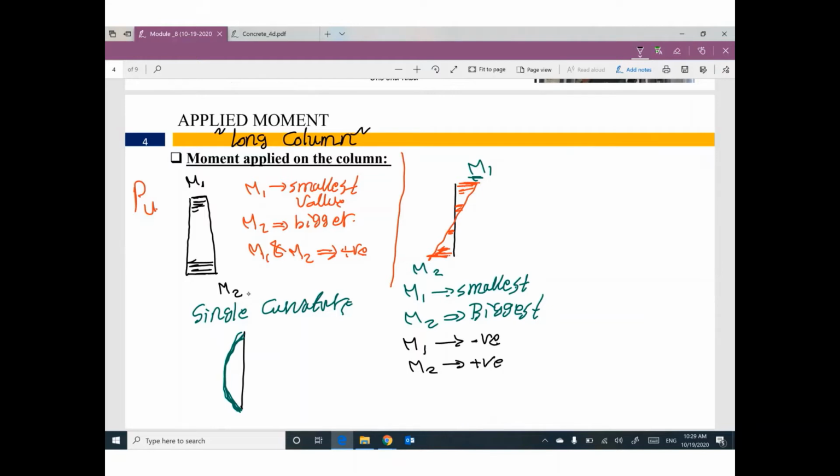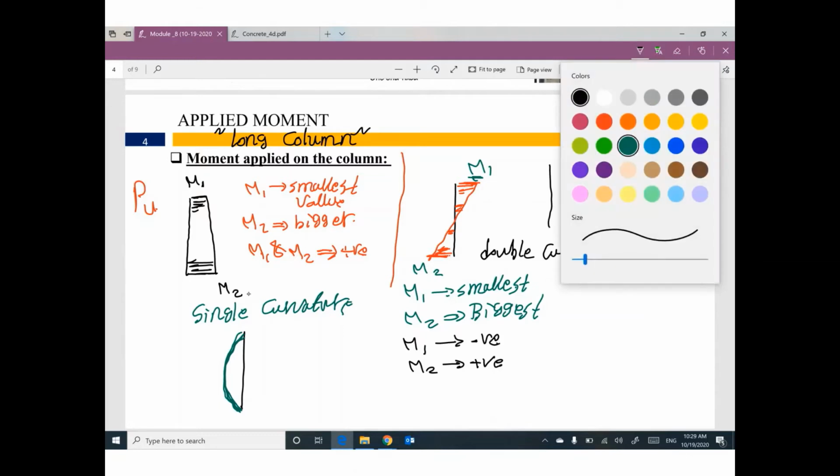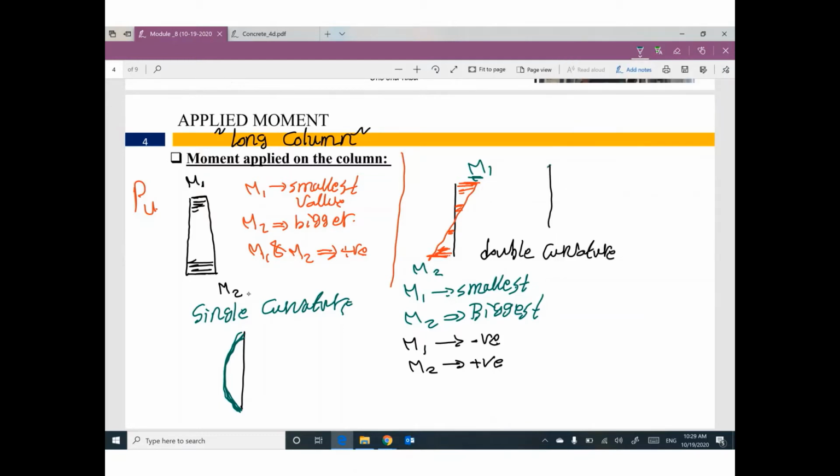This case is called double curvature. What do you mean by double curvature? I mean this column will buckle like this. Due to the effect, we have a moment here and we have another moment on the other side, so the curvature will not be single curvature, because we have moments on different sides. So your buckling will be double curvature.